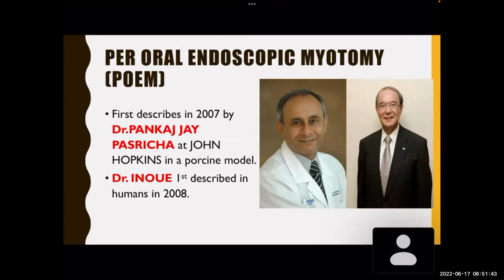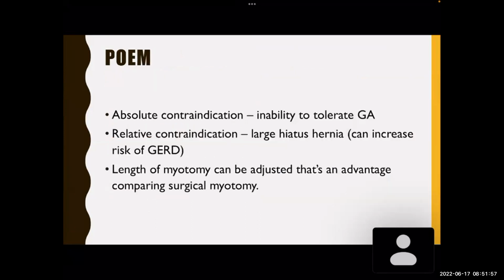It was described first in 2007 by an Indian-origin doctor, Pankaj Parisha, at Johns Hopkins in a porcine model, followed in 2008 by Dr. Ino, who first described it in humans. So it is nothing but introducing a peroral endoscope. Through that, we make a myotomy, bulging the mucosa, and we complete the myotomy without doing a laparoscopy or open approach.